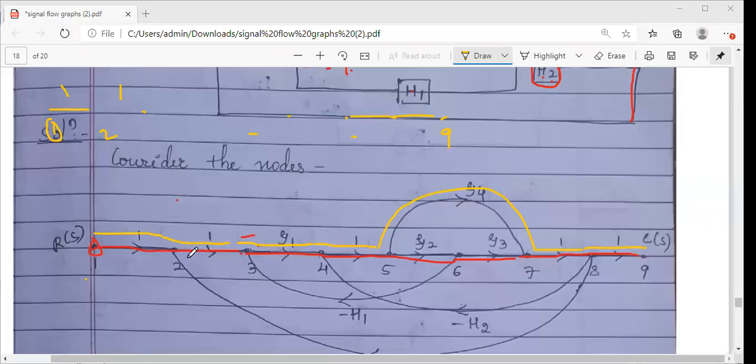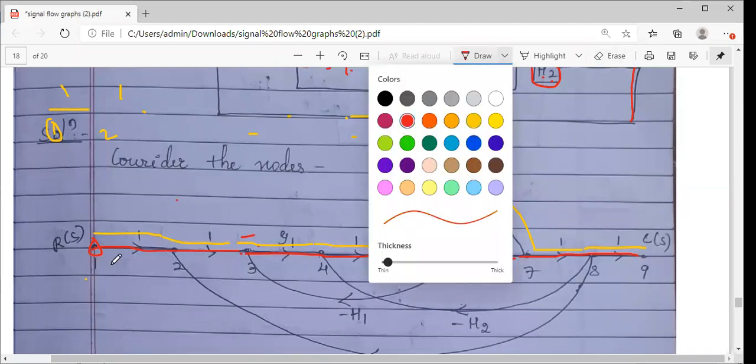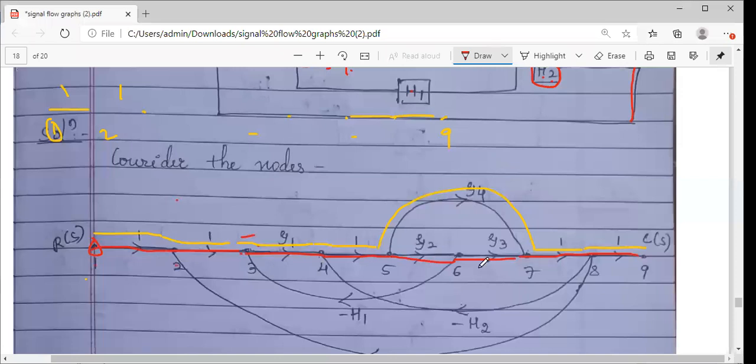So the number of forward paths, the first forward path is from the node 1. Sorry, let me take a different color. So I have marked it here. The first forward path is from the node 1 to 2, 3, 4, 5, 6, 7, 8, 9. This is the main forward path from 1 to 9.